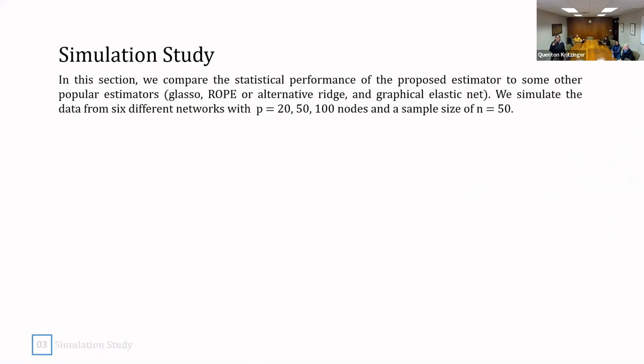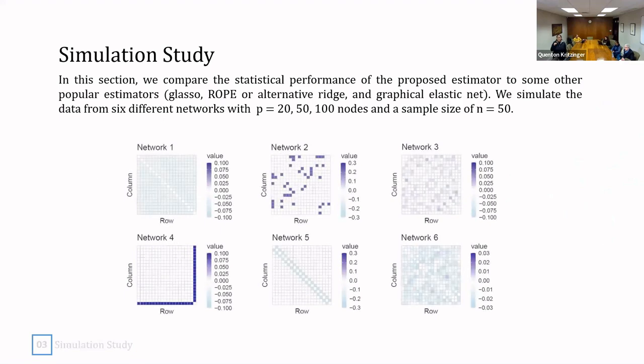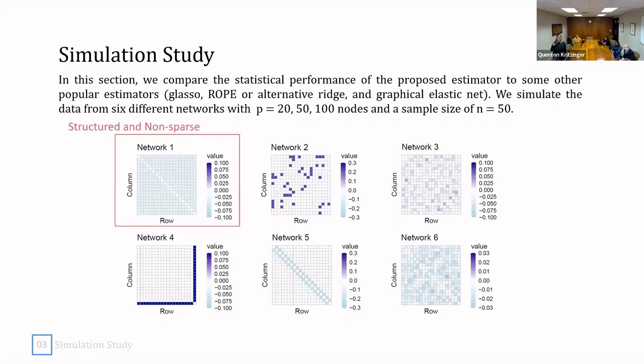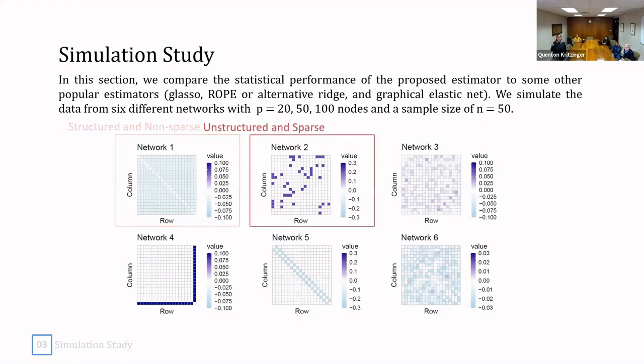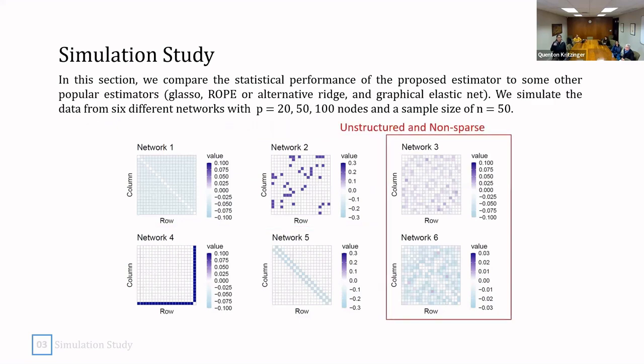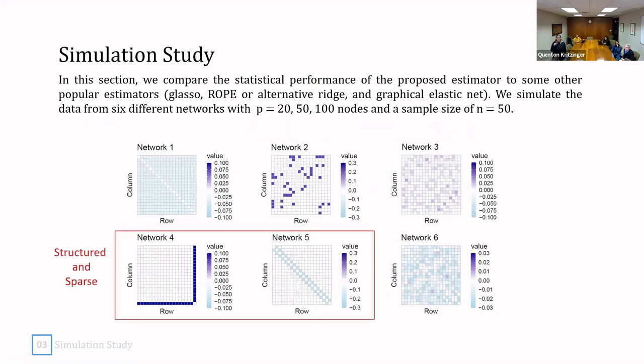Now we're going to talk about the results based on the simulation study. We consider different situations for our simulation study, with sample size equal to 50 and three different dimensions for P. You can see we also consider a high dimension case of 100. Because we were interested in different kinds of situations, we consider six different networks. The first is structured and non-sparse. The second is unstructured and sparse. These two are unstructured and non-sparse. And the rest of them are structured and sparse.